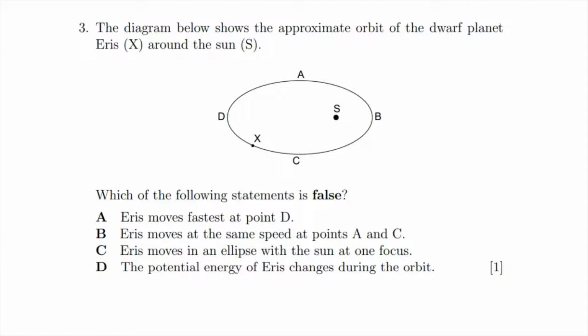Eris moves fastest at point D. Eris moves at the same speed at points A and C. Eris moves in an ellipse with the Sun at one focus. The potential energy of Eris changes during the orbit. Okay, so let's work through these point by point.